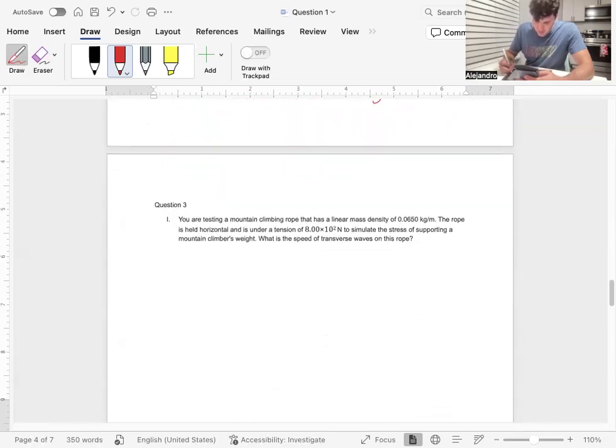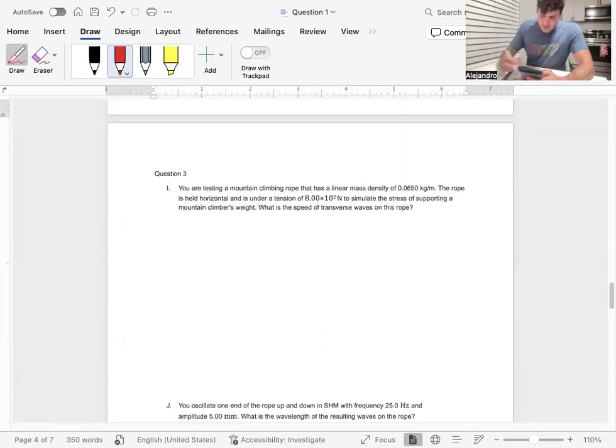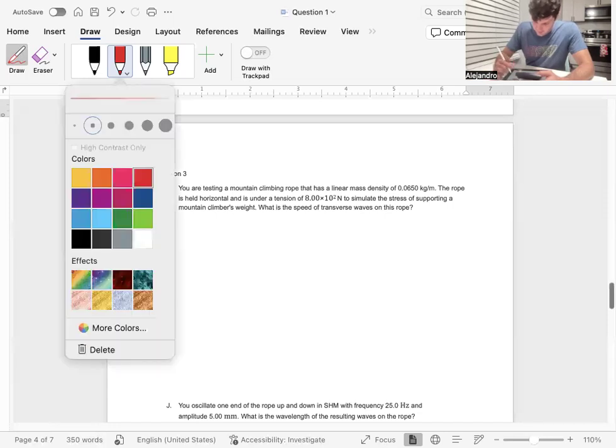Okay, let's do question number 3. You are testing a mountain climbing rope that has a linear mass density of 0.0650 kilograms per meter. The rope is held horizontal and is under the tension of 8 times 10 to the power of 2 Newton. To simulate the stress of supporting a mountain climber's weight, what is the speed of transverse wave on this rope?